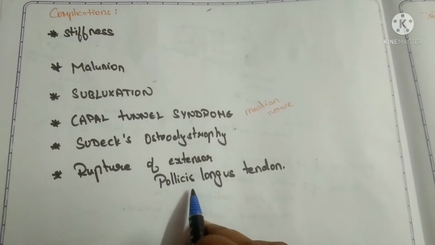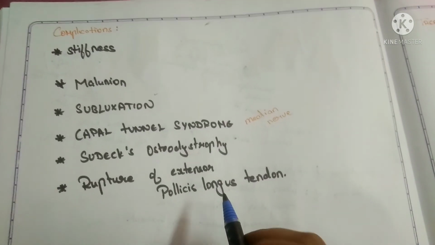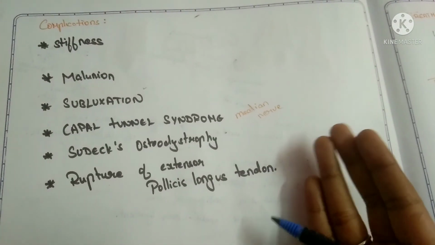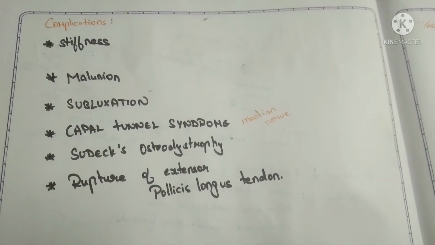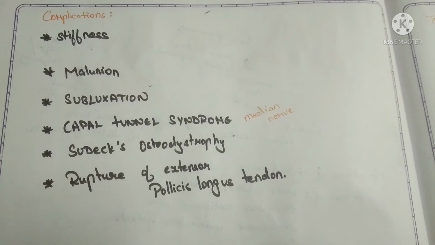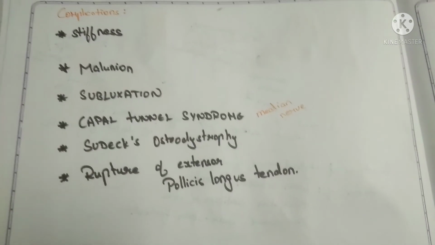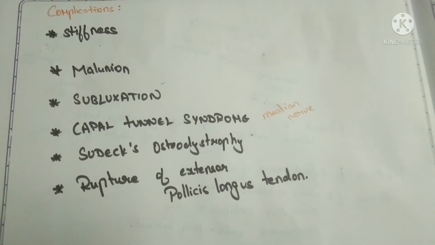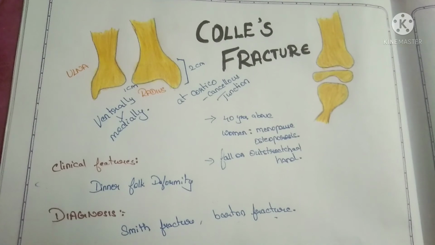Rupture of the extensor pollicis longus tendon is a rare complication. It occurs a long time after the fracture has united. It occurs either due to loss of blood supply at the time of fracture or because of friction to the tendon from a malunited fracture. So this is about the complications of Colles fracture. So this is about Colles fracture.